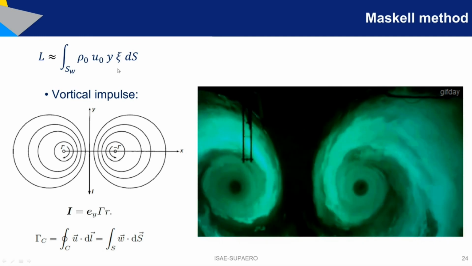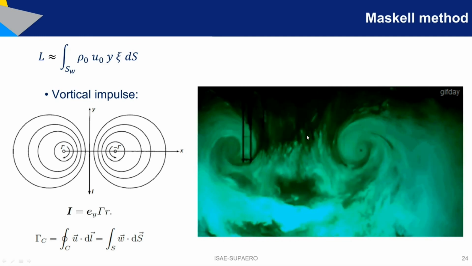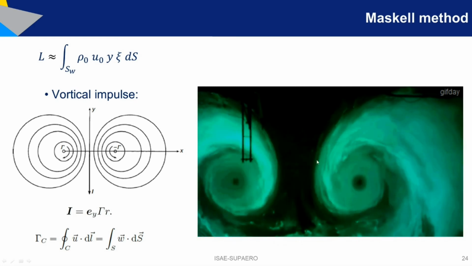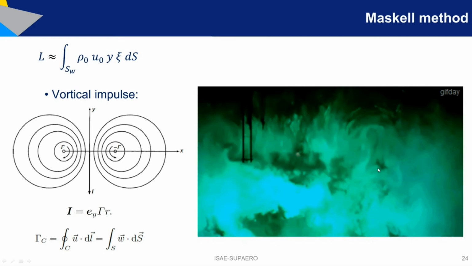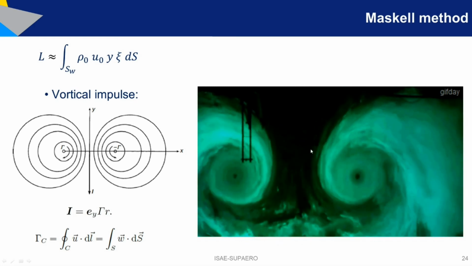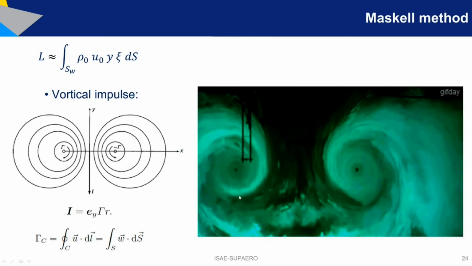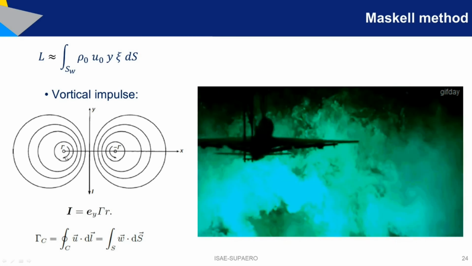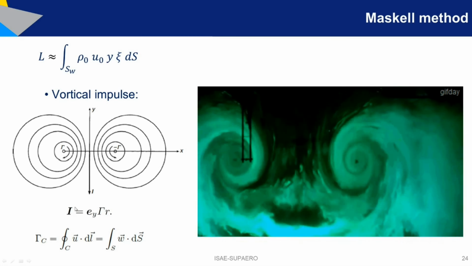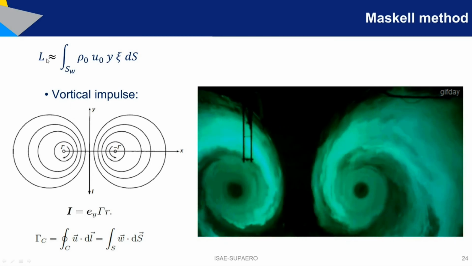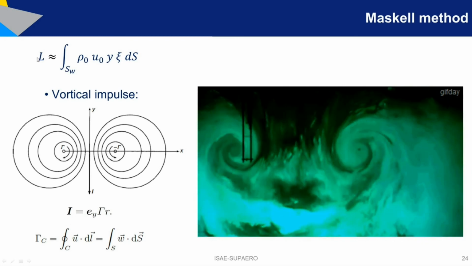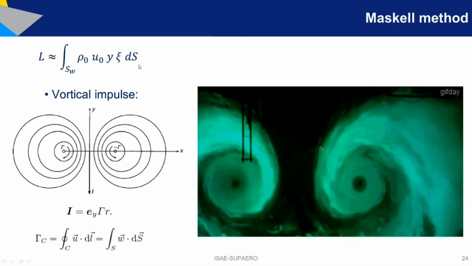And you can better observe that here, this experimental data you can find in the website. You can actually see the two vortices generated at the tip, and there is a net downwards momentum that's generated by these two counter-rotated vortices, and this momentum by reaction gives you lift. So that's the physics behind the Maskell lift expression.